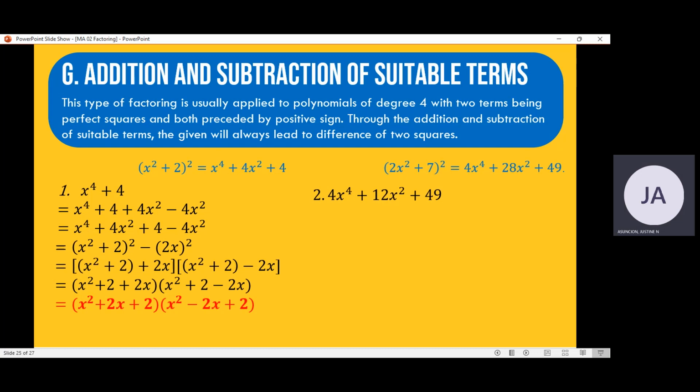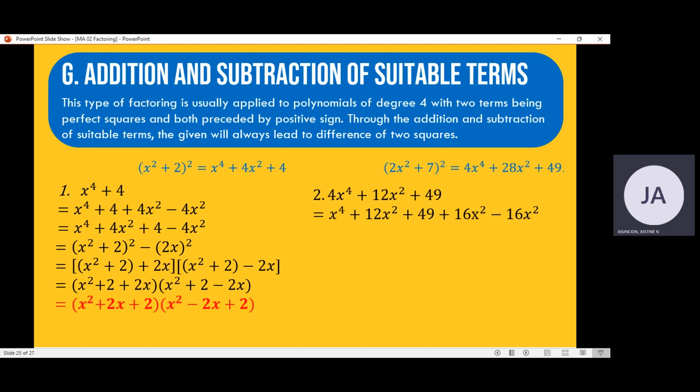But we don't have that plus 28x squared, right? We only have plus 12x squared. So now, what should we add to have 28x squared? Actually, we need to add 16x squared. If we add 16x squared, we also need to subtract 16x squared, to satisfy the given polynomial, for us not to violate any rule. So as you can see here, we add 16x squared and we subtract 16x squared, and it's still the same polynomial.